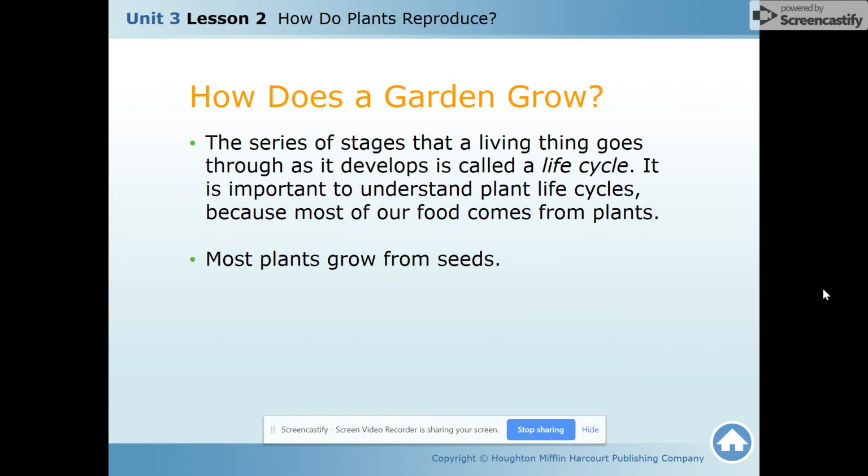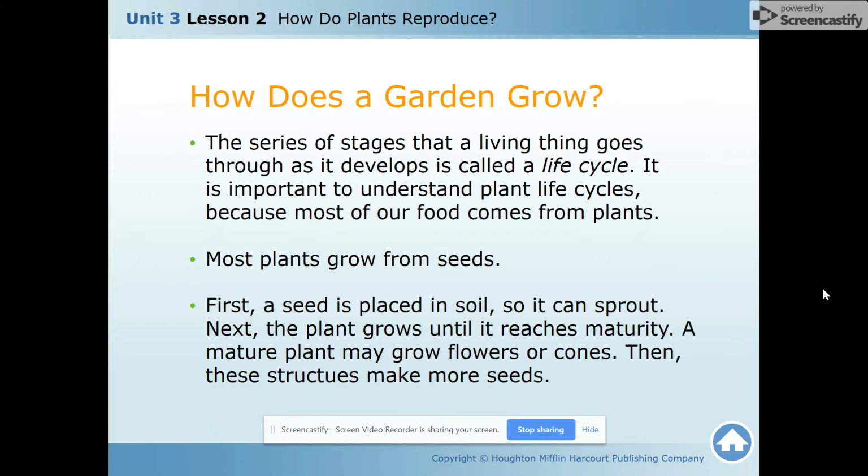Most plants grow from seeds. First, a seed is placed in soil so it can sprout. Next, the plant grows until it reaches maturity. A mature plant may grow flowers or cones. Then these structures make more seeds.